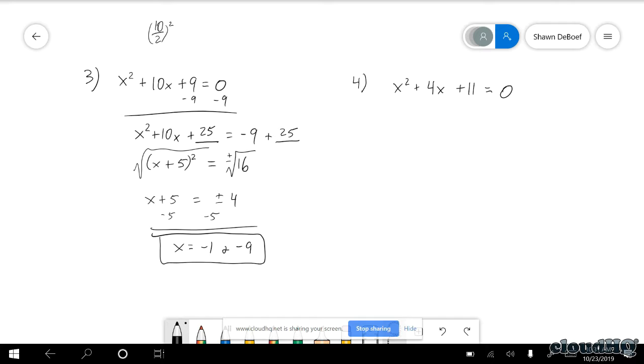Take a look at this problem. x squared plus 4x plus 11 equals 0. Can I solve this by factoring? Are there two numbers which multiply to 11 and add to 4? No, there are not. So this one cannot be solved by factoring. Could we have potentially solved it by graphing? Maybe. Can we solve it with completing the square? Absolutely. Completing the square always works. Factoring doesn't always work. Graphing doesn't always work.